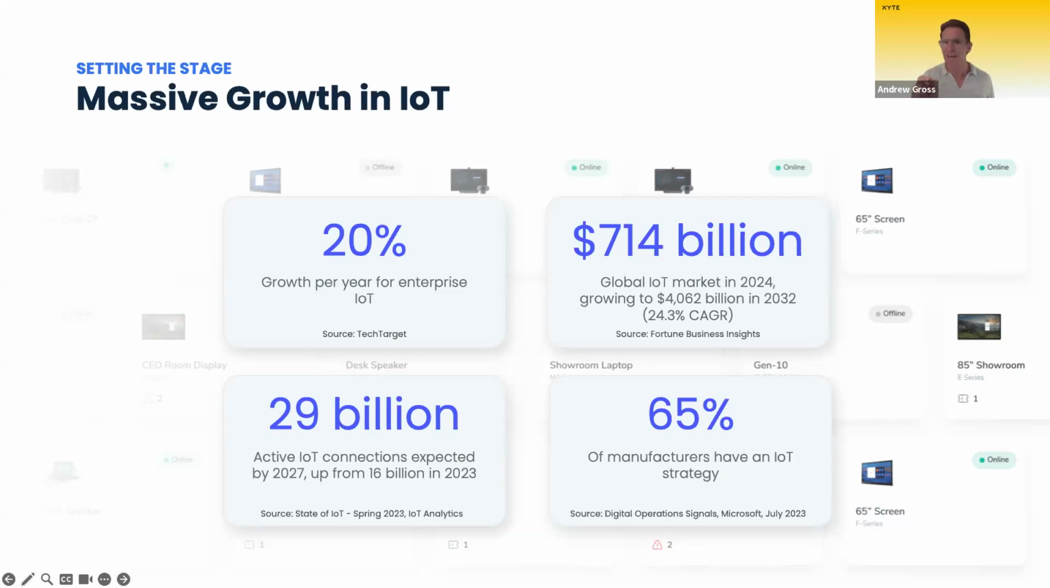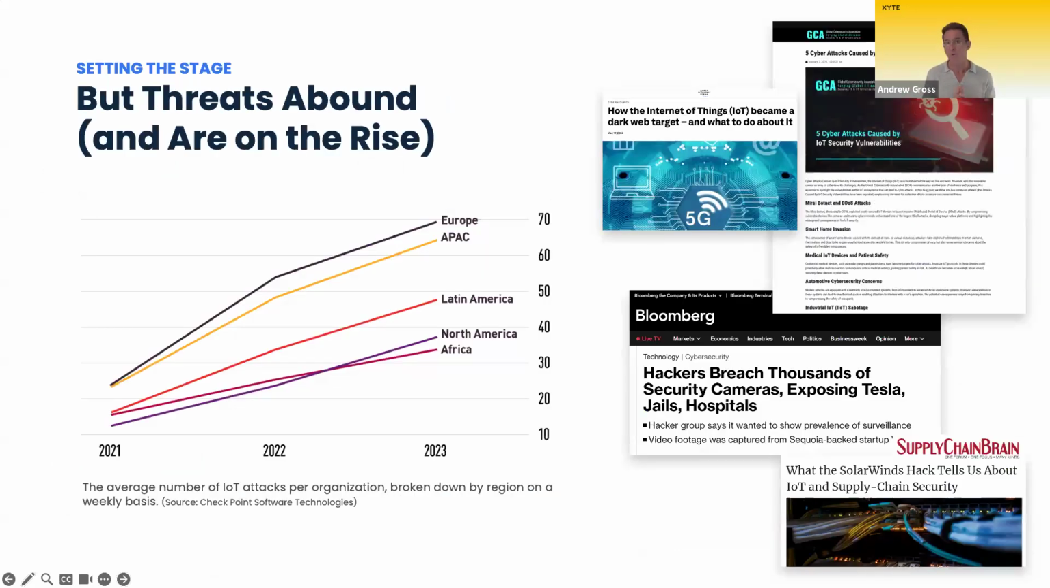But the biggest balance with an IoT strategy is to ensure that the value continues to outweigh the risk associated with it. And that risk is security threats. Unfortunately, they're on the rise. As more devices are connected, it simply is a greater opportunity for bad actors to get access to data.